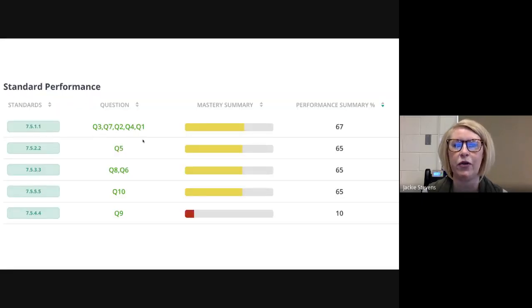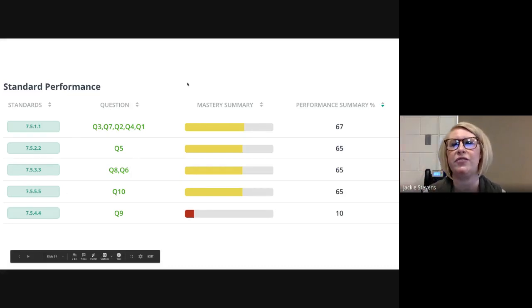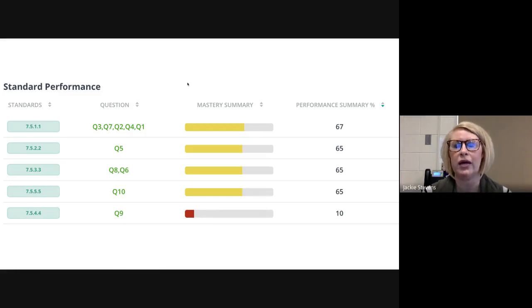And then finally, for those who are asking about standards-based performances, every question you put in, you align to a standard. So then at the end of the assessment, you get a standards report to see how your students did on each of the standards. And you can get that for each individual student as well if you are looking at standards-based grading.